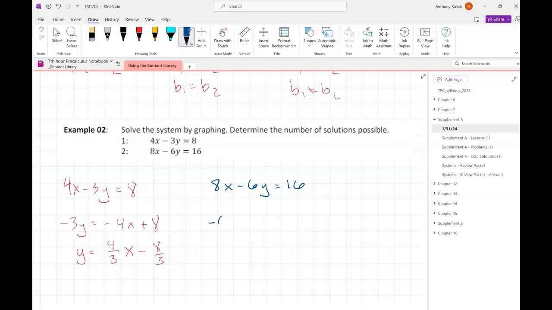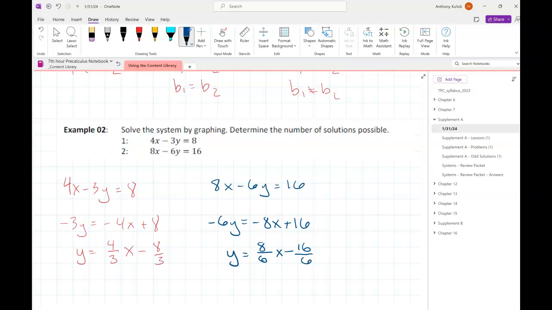So, good. And then we will? Good. So negative and negative make positive. And positive and negative make negative.